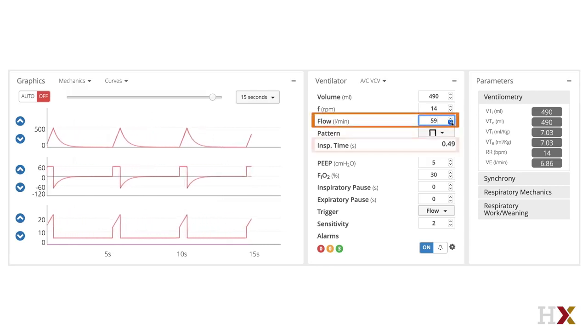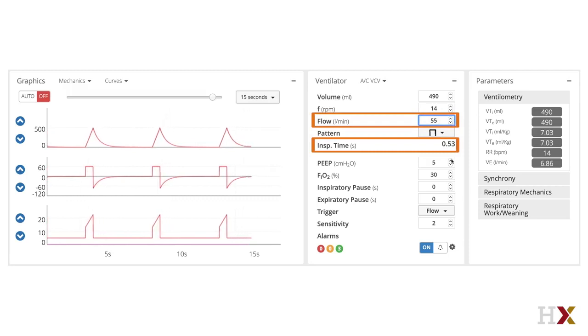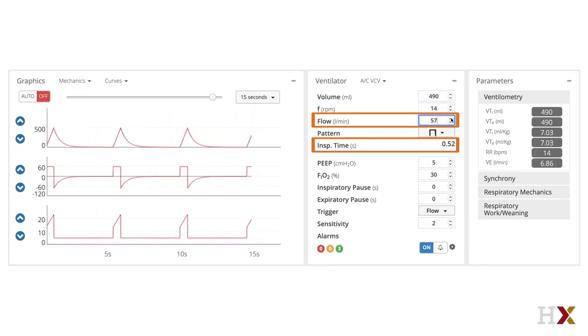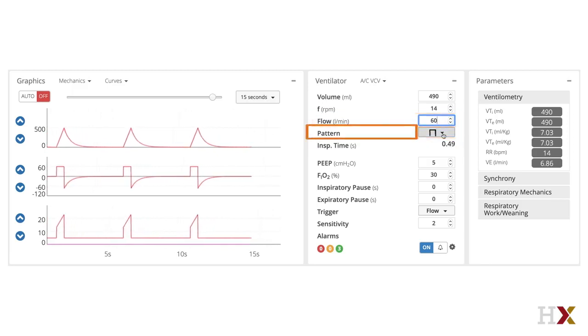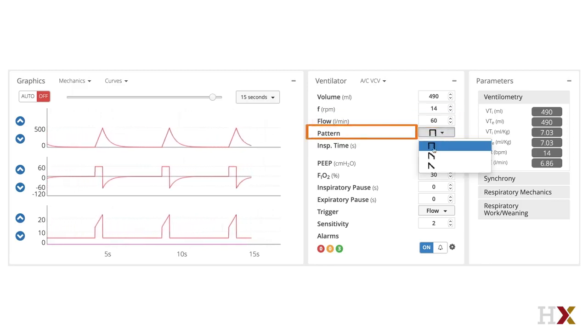In this example, as you lower the flow rate, you can see its impact on the inspiratory time. Please remember that the setting should be between 50 and 60 liters per minute. We'll return it back to 60. Another way to increase inspiratory time would be to change the pattern. Some ventilators allow you to choose different flow patterns.